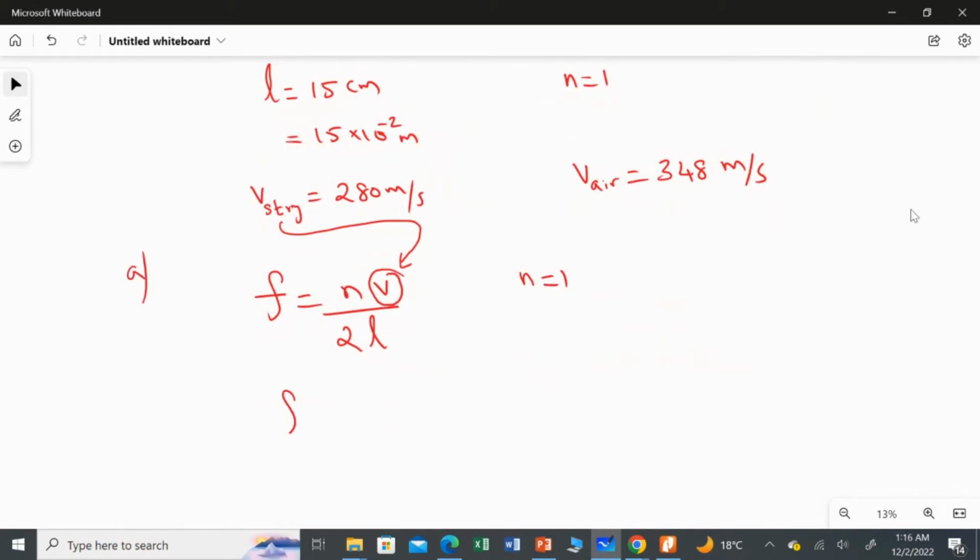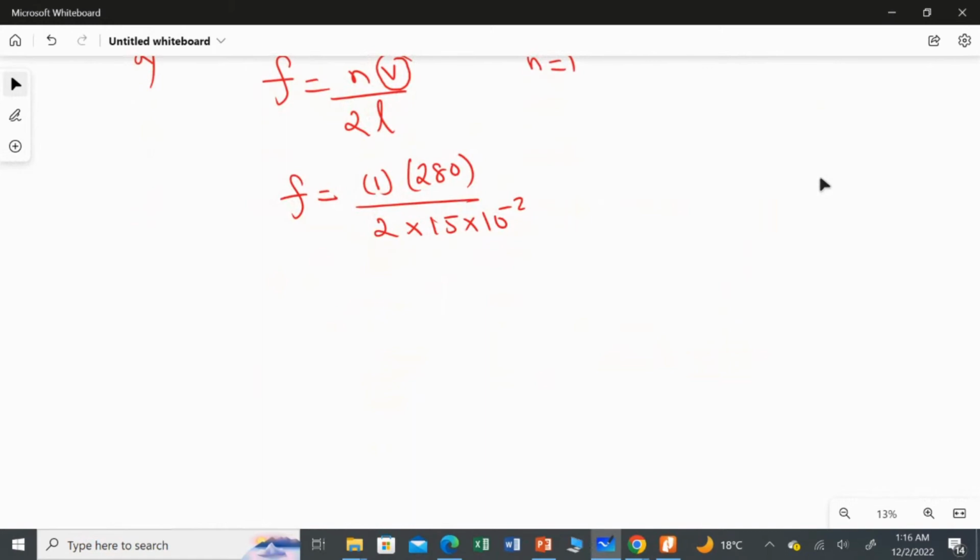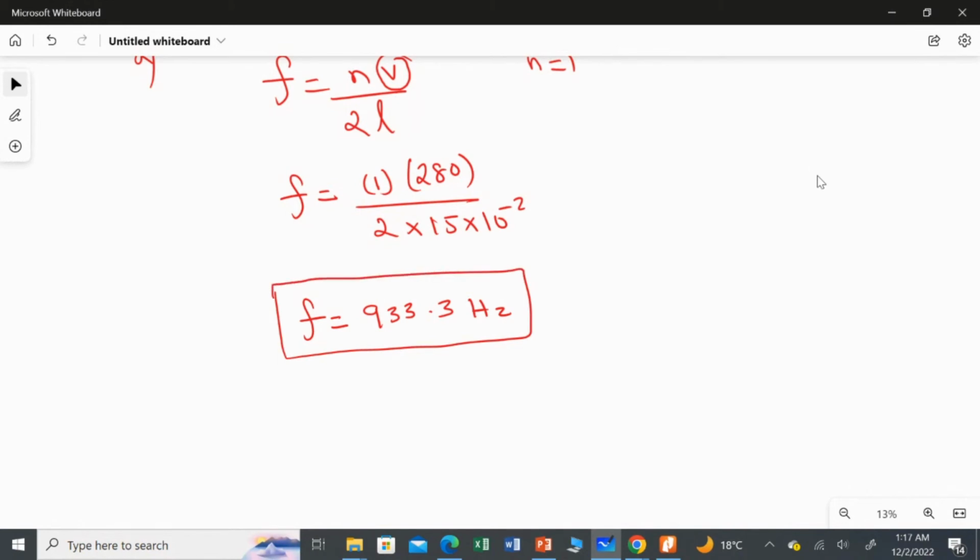So A part, f is equal to n carries the value of 1, and here v is nothing but the speed of the wave on the string, which is 280 over 2 multiplied by the length of the string, 15 centimeter, so 15 multiplied by 10 power minus 2 meter. So let's see what is the answer. I'm going to calculate 1 multiplied by 280 over 2 multiplied by 15 multiplied by 10 power minus 2. I got the answer as 933.3 hertz. Clear?